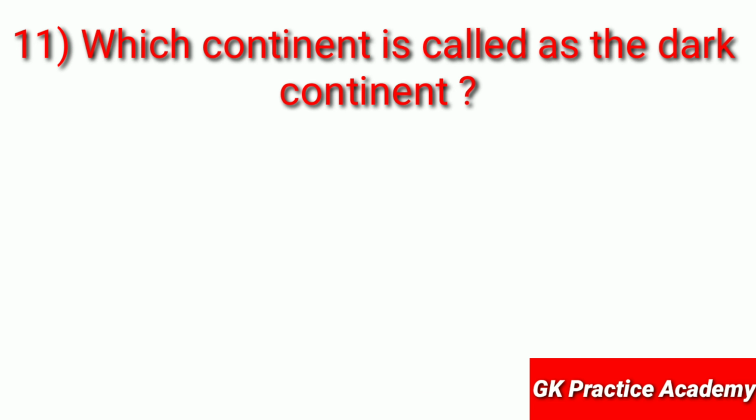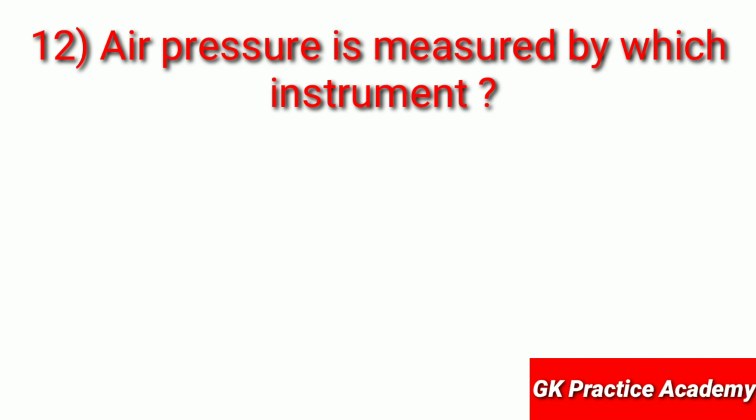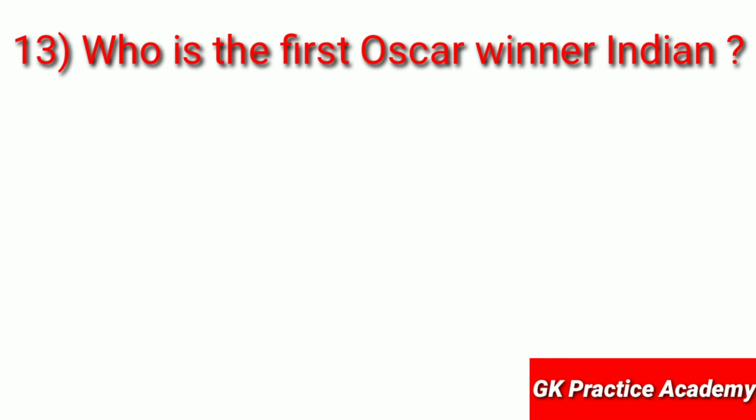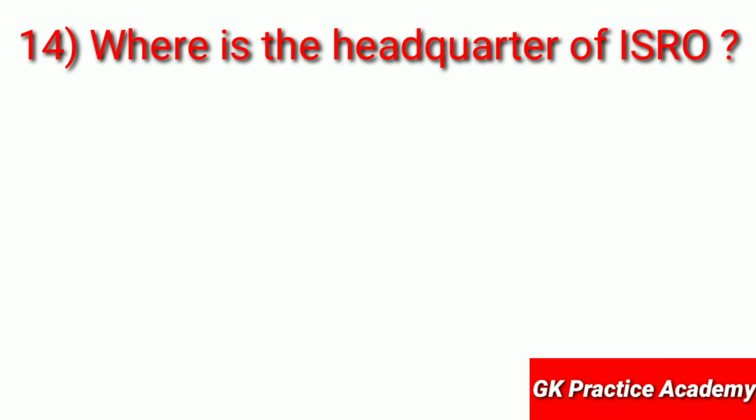Which continent is called the Dark Continent? Answer is Africa. Air pressure is measured by which instrument? Barometer. Question number 13. Who is the first Oscar winner of India? Bhanu Athaiya.